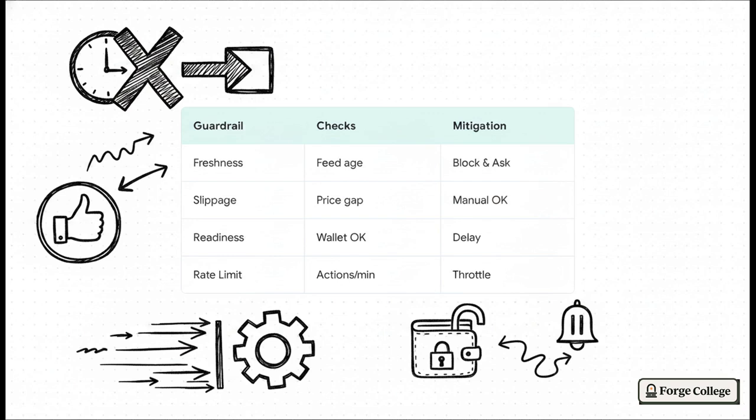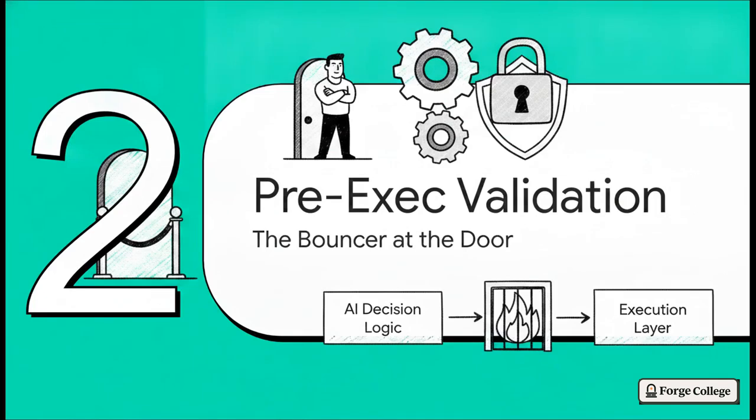Then we have slippage. That's the difference between the price you thought you were getting and the price you actually get. If that gap is too wide, we require manual approval. Next is signer readiness. Is the wallet actually unlocked, and are the network fees okay? If not, we delay the execution and notify. And finally, rate limiting. We monitor actions per minute to prevent the agent from infinitely spamming the network, and we mitigate that with throttling.